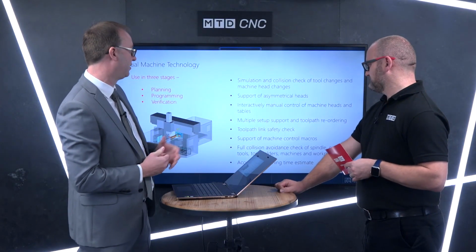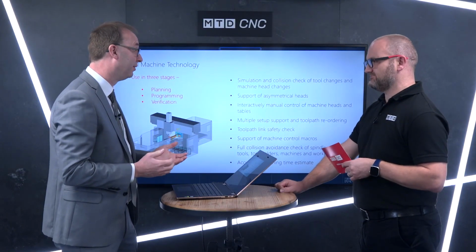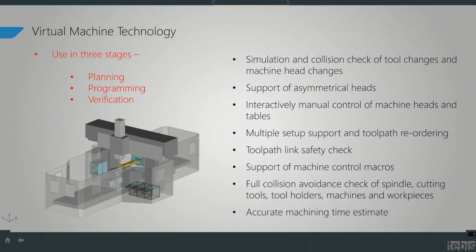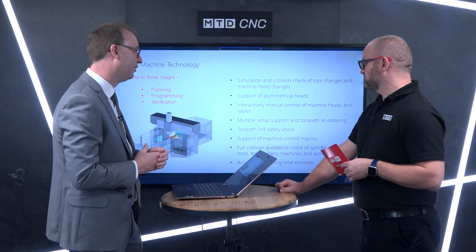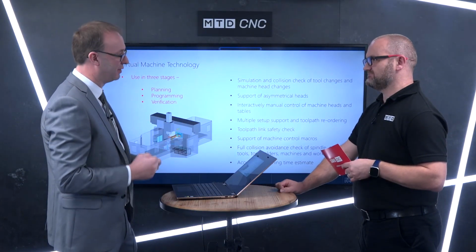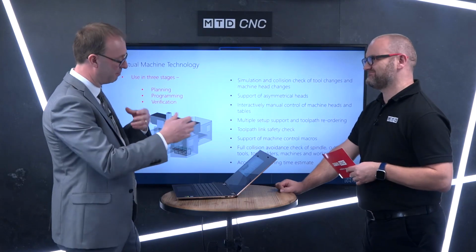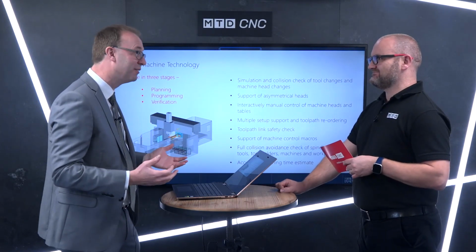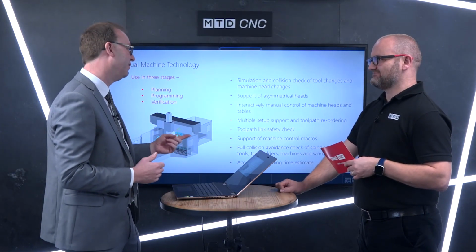As we talked about, the toolpath link is very important from the machine macros, and you're going to get full collision checking against the whole machine, all the clamping devices, everything that's on there, even other parts. And finally, because we've done all of this work on the verification side, all of the macros, we understand the machine controller. So you're going to get a very, very accurate machine and time estimate from it.